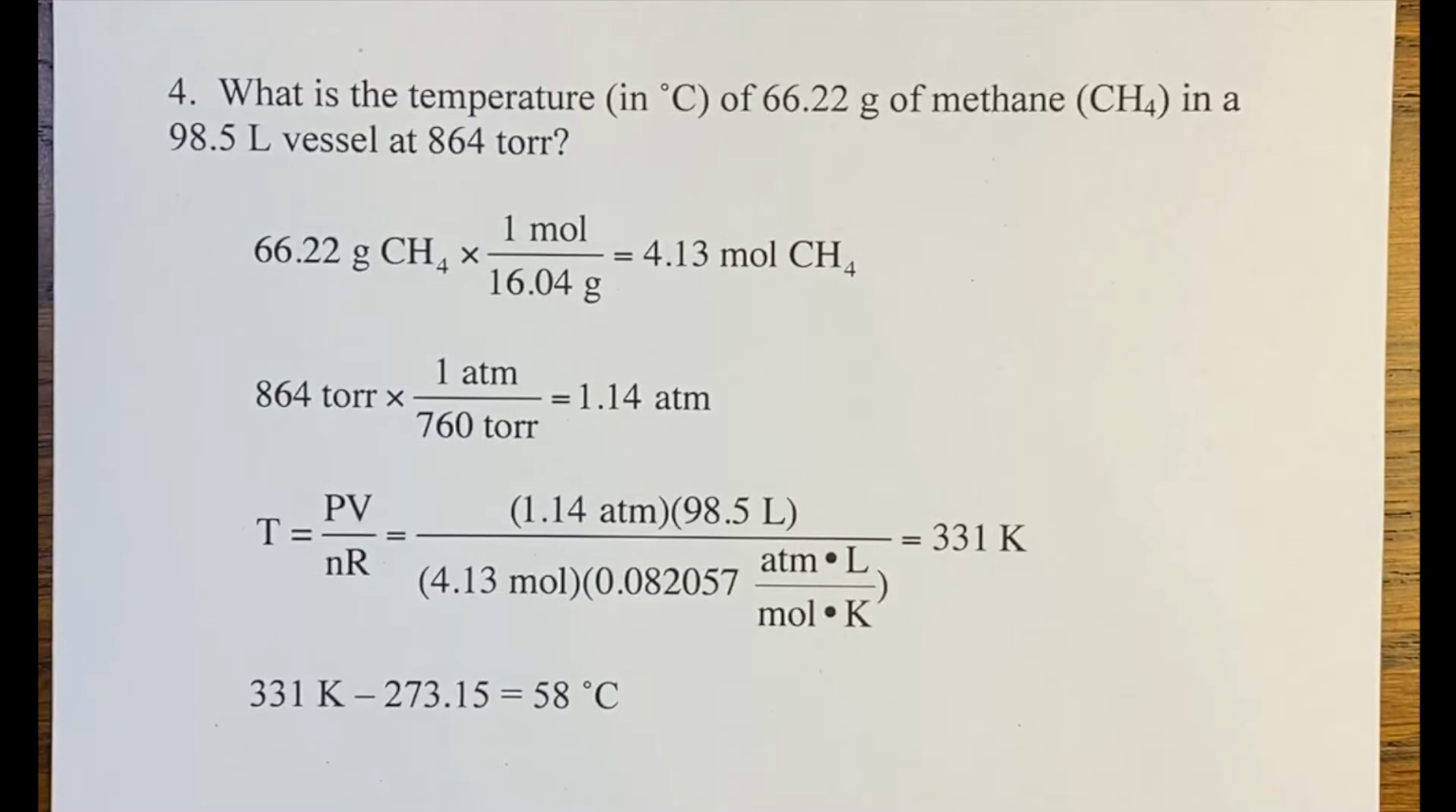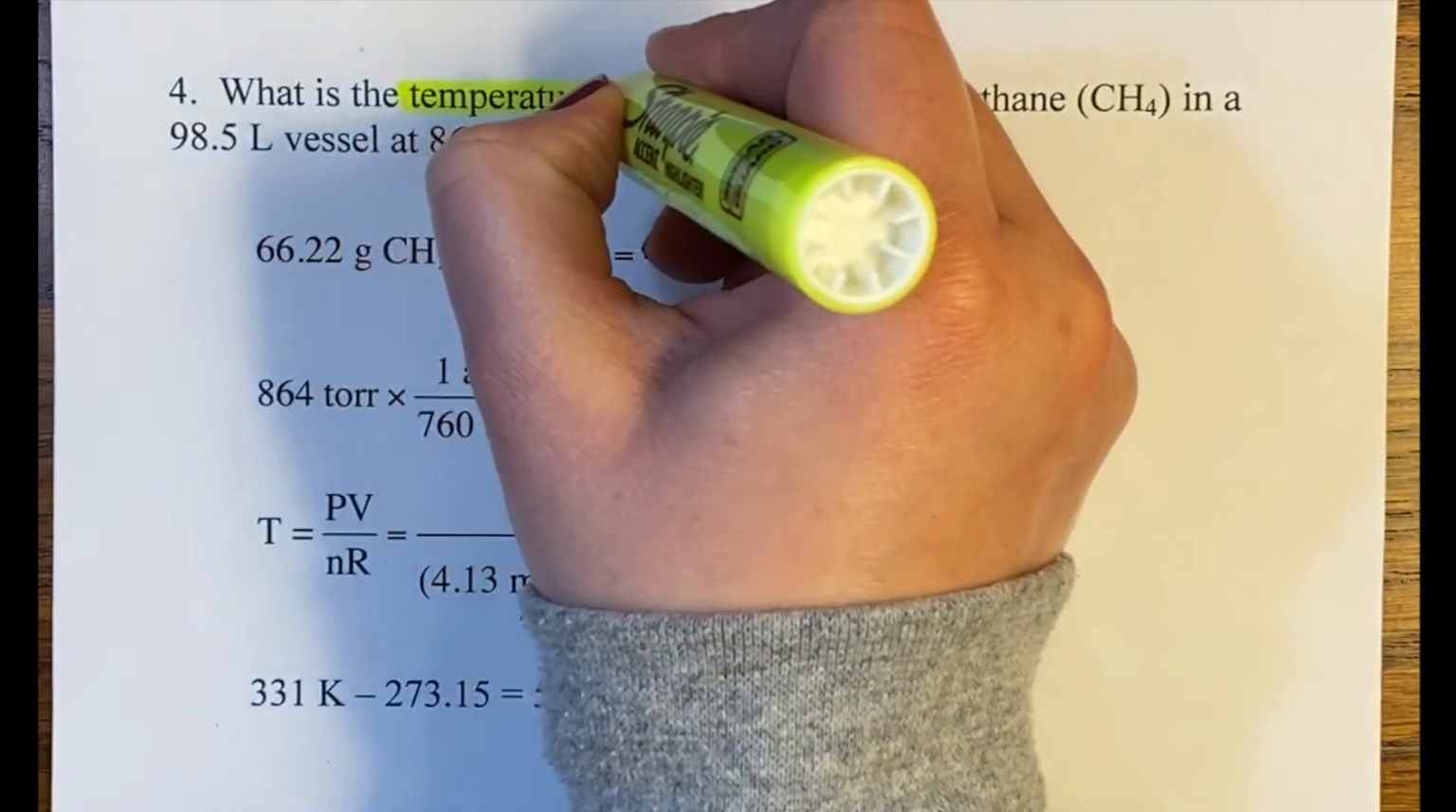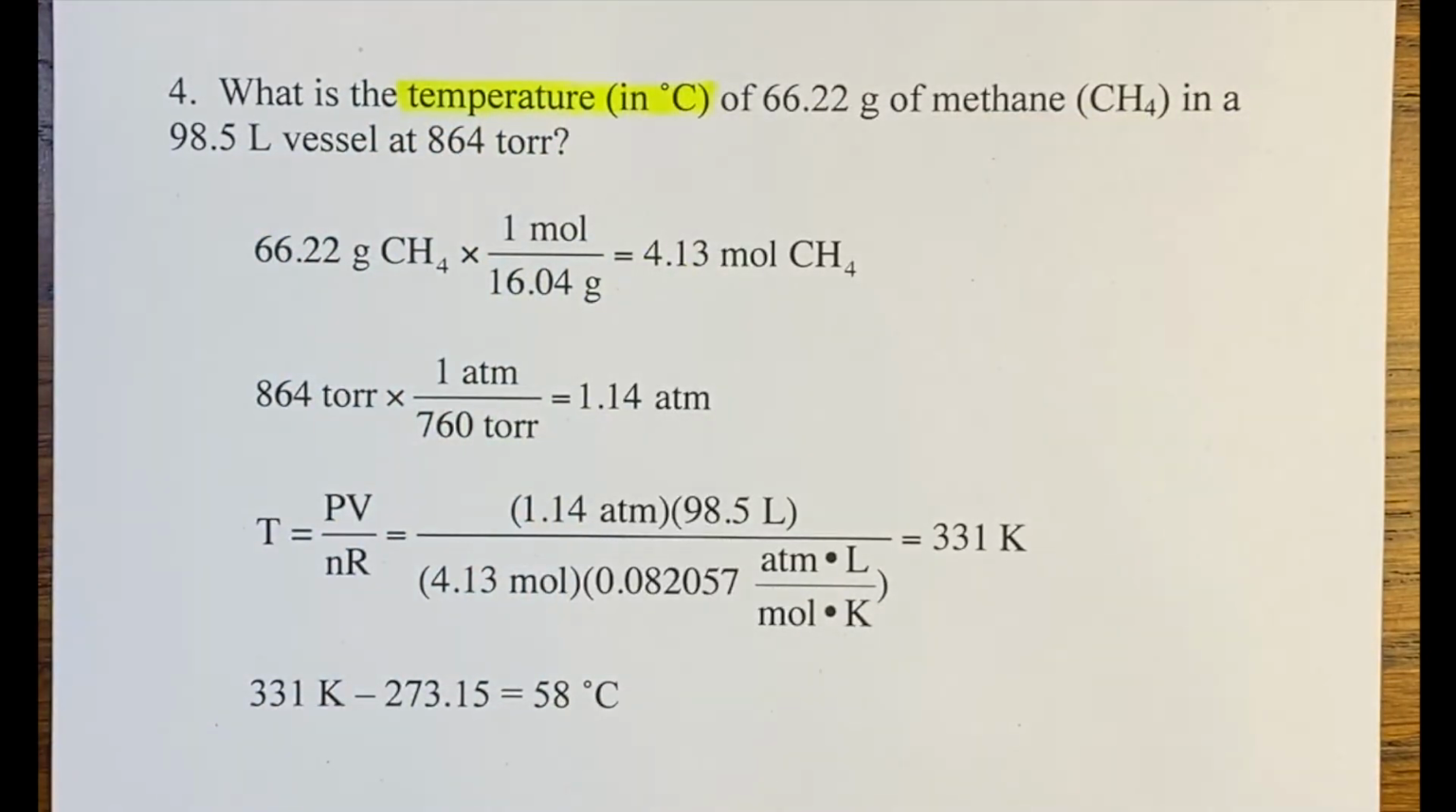Question number 4 says, what is the temperature in degrees Celsius of 66.22 grams of methane, which has the chemical formula of CH4, in a 98.5 liter vessel at 864 torr? So once again, there's a lot of information in this problem that you have to stay very organized. We are ultimately looking to solve for our temperature in units of degrees Celsius.